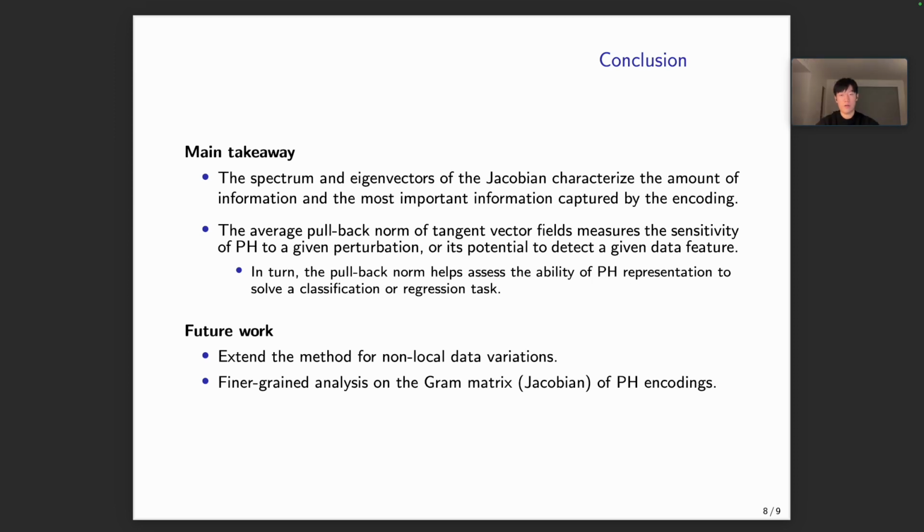One limitation of our work is that all the analysis is based on the structure of the Jacobian, so currently we're only looking at local data variations. In the future, it would be interesting to extend the method to non-local data variations. Furthermore, it could also be very interesting to obtain a finer-grained analysis on the Gram matrix of the PH encoding, such as the property of its spectrum.